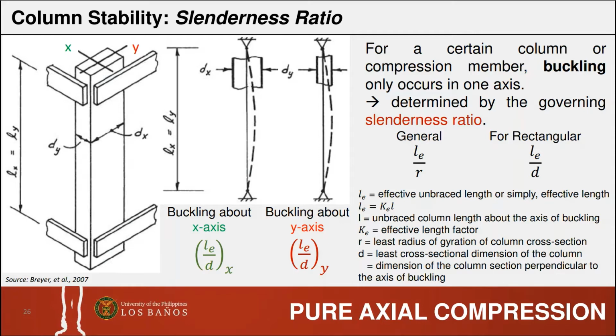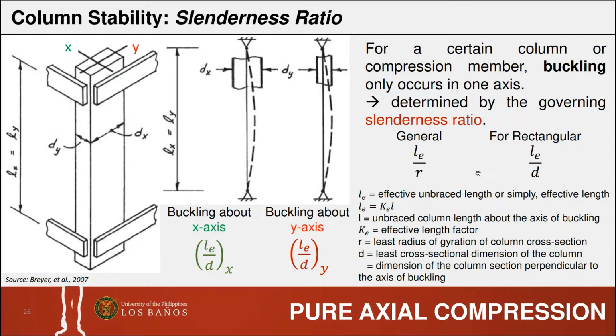So for column stability, slenderness ratio: for a certain column or compression member, buckling only occurs in one axis, so it is determined by the governing slenderness ratio. In general, the slenderness ratio can be computed using L_e over r, or for rectangular sections, we can use L_e over d, where L_e is the effective unbraced length, or simply effective length. It can be solved by multiplying K_e by L, where L is the unbraced column length about the axis of buckling.